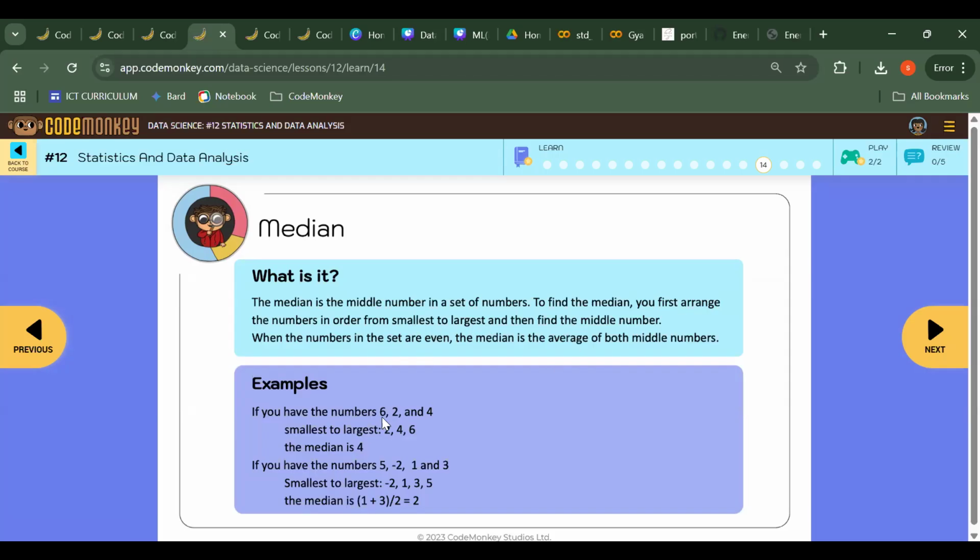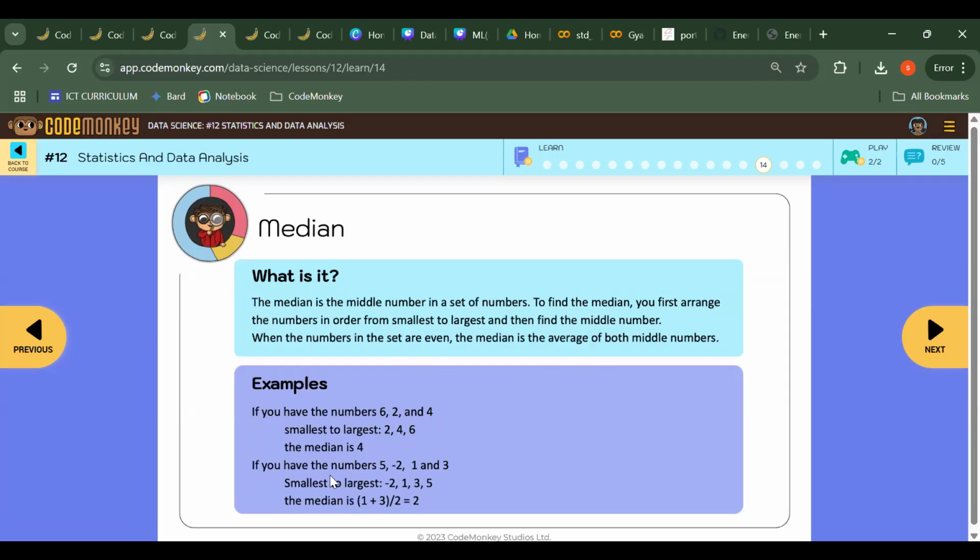If the number of values is odd, for example three, then there is one middle number, so you can directly say that number is the median. First arrange the numbers from smallest to largest, then directly find the middle.